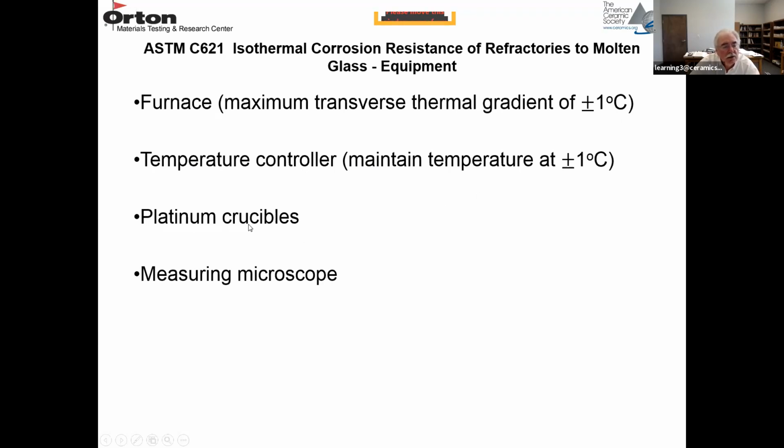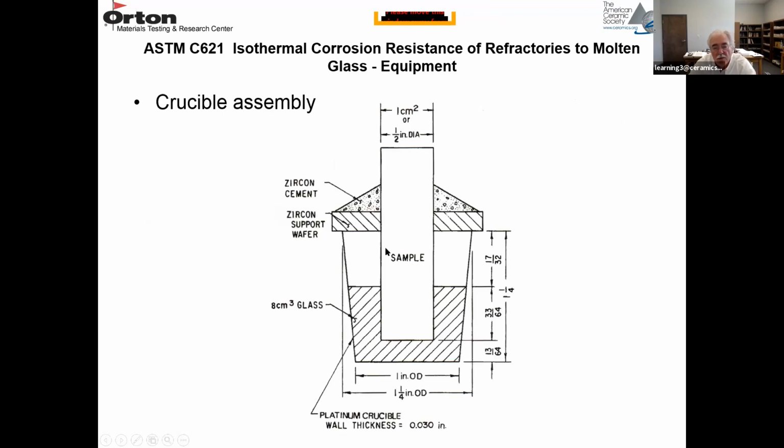The crucibles that are used are platinum. Again, the glass doesn't wet the platinum, so it doesn't react. So the crucible does not react with the glass and become part of the test. And you need a microscope to measure the amount of corrosion that takes place. So this is what the setup looks like.